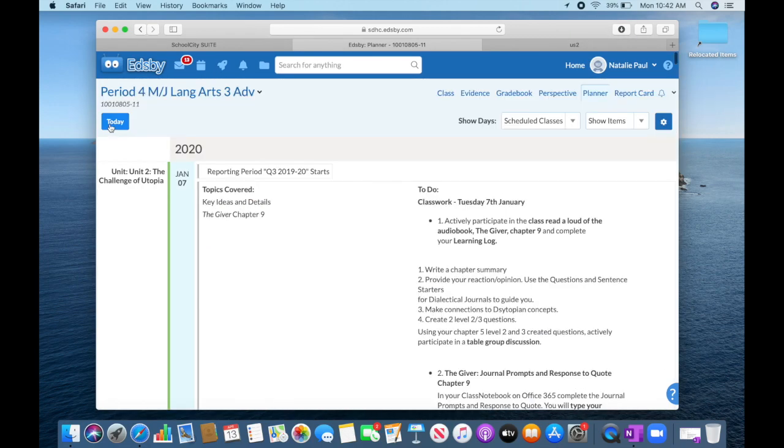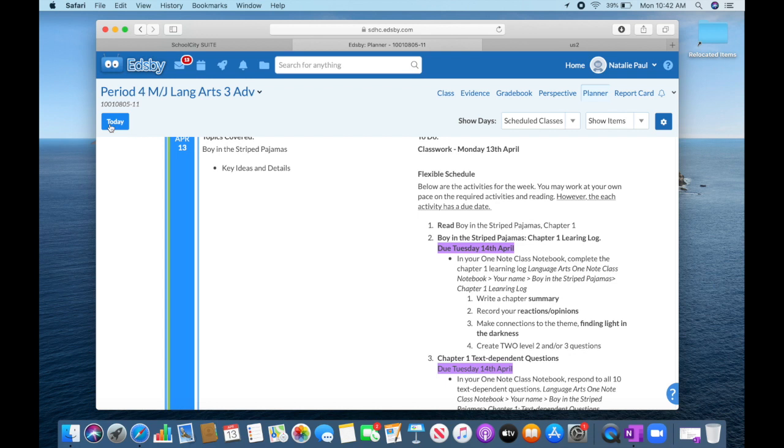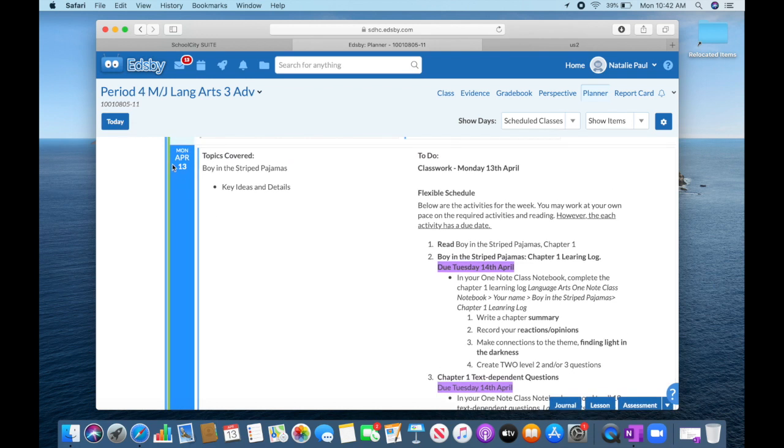So we're going to go ahead and click on today. And it takes you right here to Monday, April 13th, and this is your classwork. You're on a flexible schedule. So below are the activities for the week. You may work at your own pace on the required activities and reading. However, each activity has a due date.